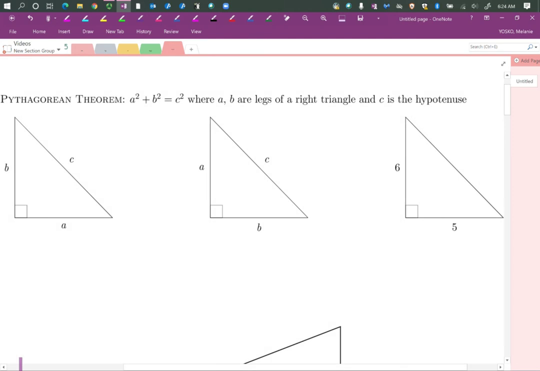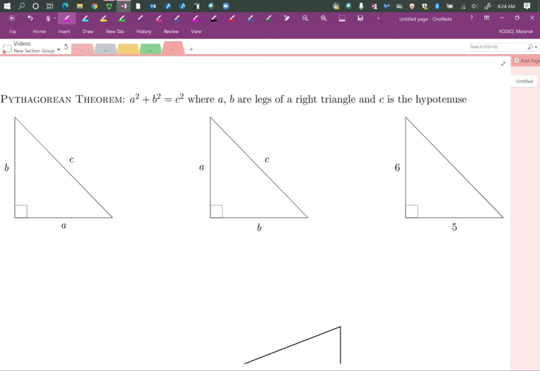Let's talk about the Pythagorean theorem. The Pythagorean theorem says if you have a right triangle, then a squared plus b squared equals c squared, if you label the legs of the right triangle as a and b, and c is your hypotenuse. It's very, very, very important that c is the hypotenuse.